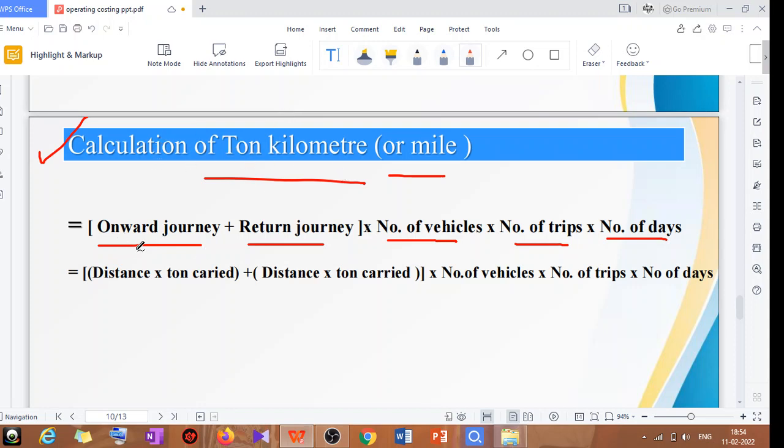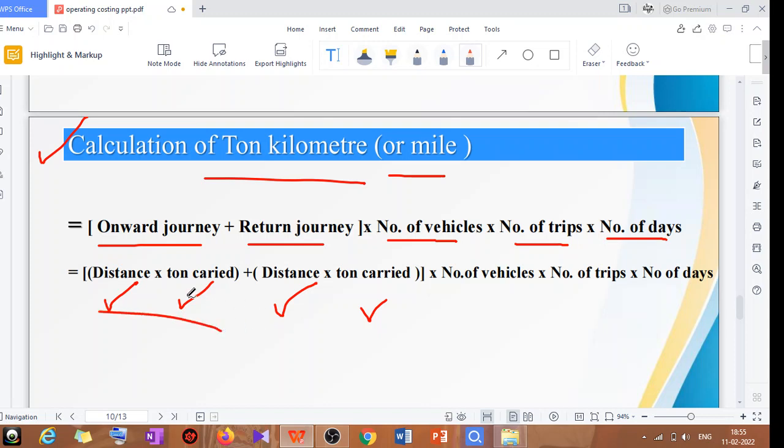Clear? So onward journey, how to calculate? The distance traveled into ton carried. On the way going, what was the distance and how much goods were carried. Got it? Plus return journey. So on return, what was the distance and how much goods carried, that is ton carried. Clear? First you have to solve this.